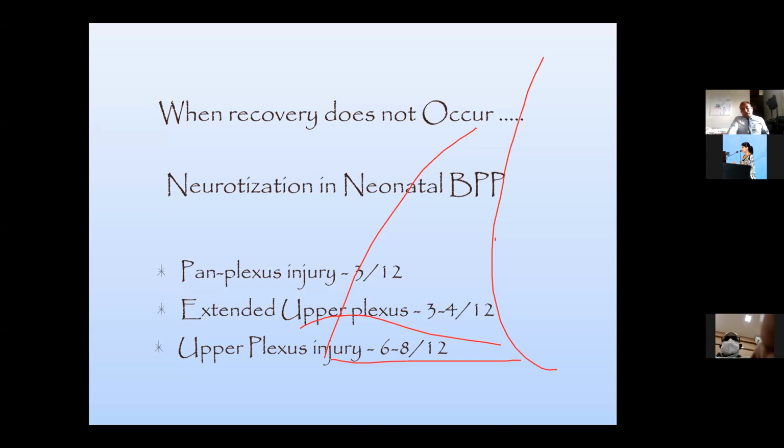And if there is no recovery, especially in elbow flexion, anti-gravity, if it is not going beyond the MRC grade 3 to 4, then it is better to explore the brachial plexus and go for reconstruction.